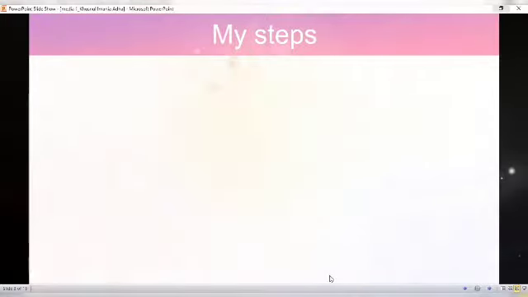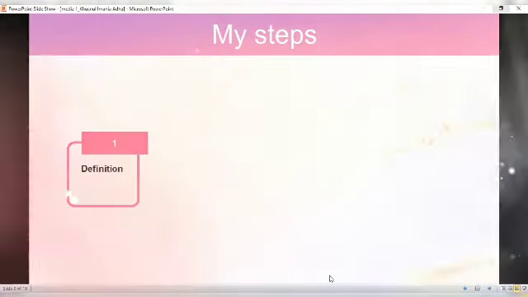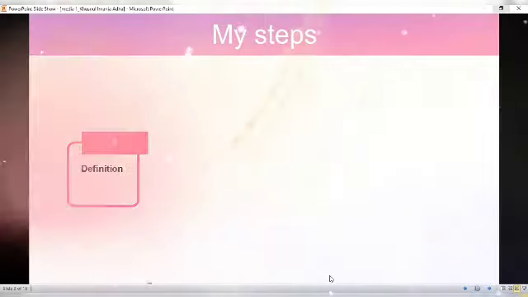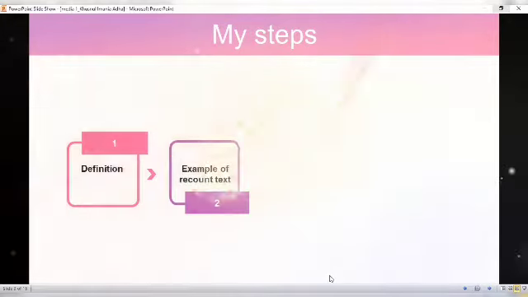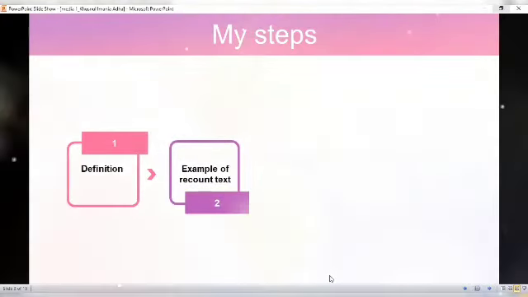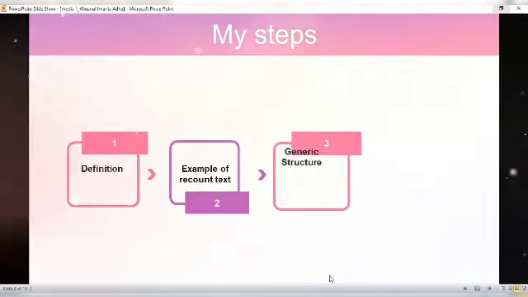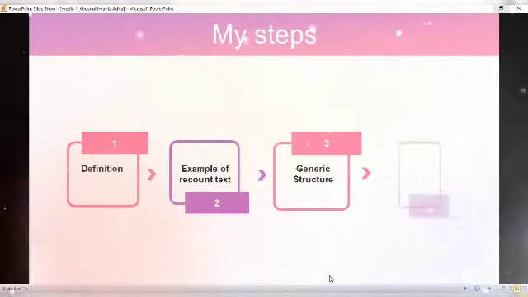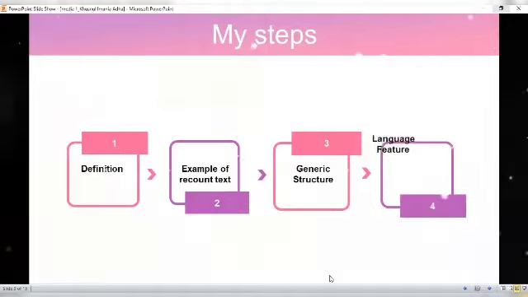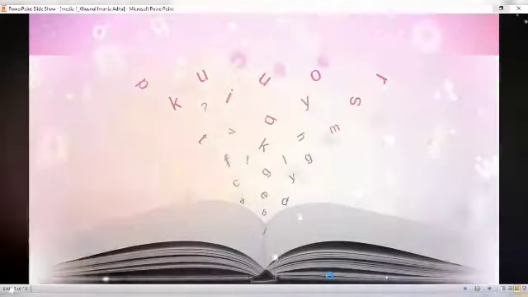Okay, here are your steps. Number 1, you will learn about the definition of recount text. Number 2, after the definition, you will learn about examples of recount text. And then number 3, you will study the generic structure of recount text. And the last, the language features of the recount text.